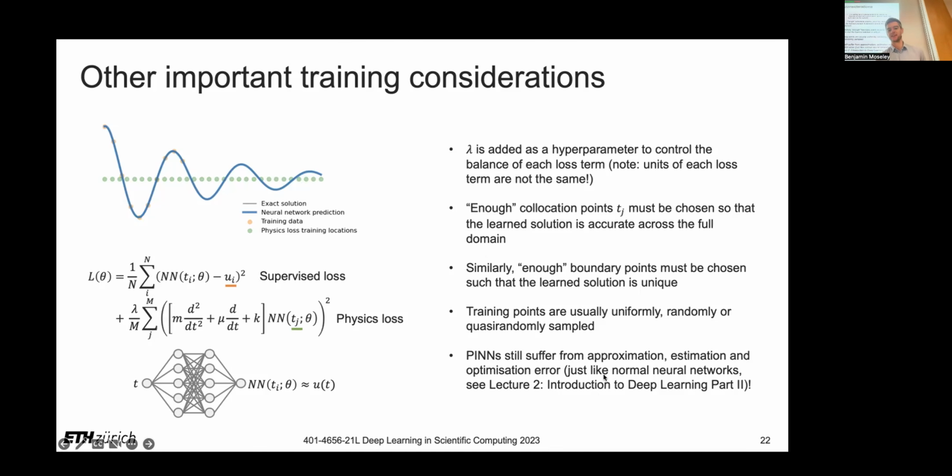The final caveat is that, from a machine learning angle, PINNs are just neural networks. And again, they suffer from exactly the same error problems that I was talking about in the second deep learning lecture. Estimation error, approximation error, optimization error, they all still exist. So you have to think about that too.